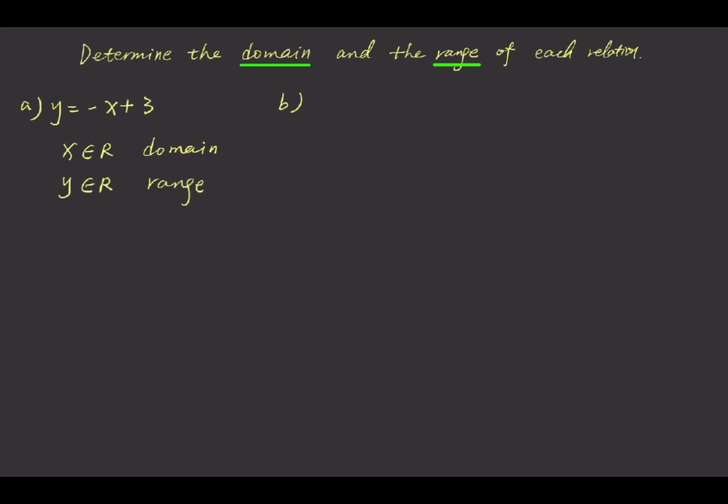Okay, question B. y equals (x plus 1) squared minus 4. First, observe this part. We should consider y equals x squared as the base relation. This relation, its graph, should be like this. That is to say, the vertex should be the origin. On the basis of this base relation, we can figure out this relation.